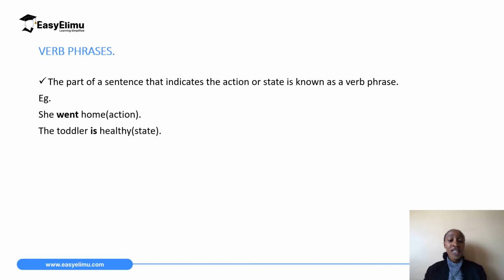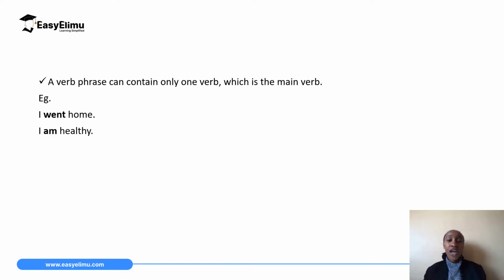The verb in that sentence is went, and it shows the action of going. The toddler is healthy. And in this second sentence, the verb there shows the state of the child. So those are the verb phrases in those two sentences because they're the ones that are showing the action and the state. So when it comes to verb phrases, a verb phrase can contain or consist of only one verb.